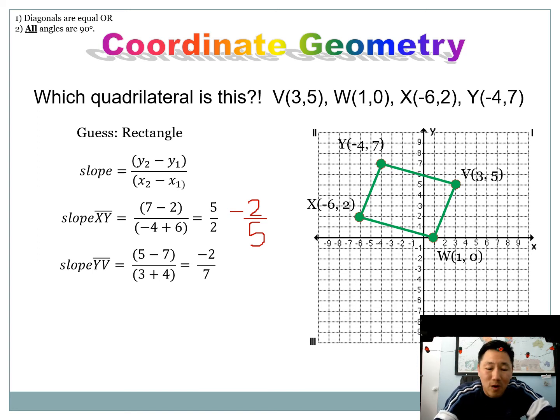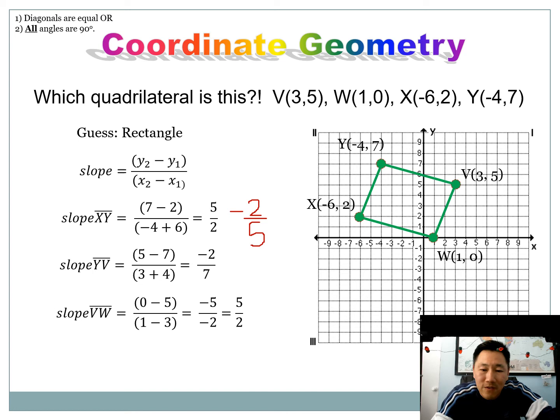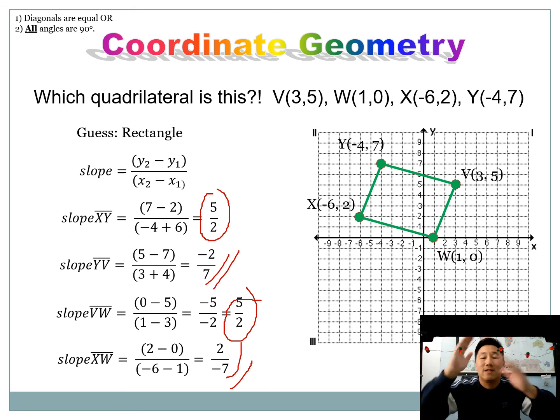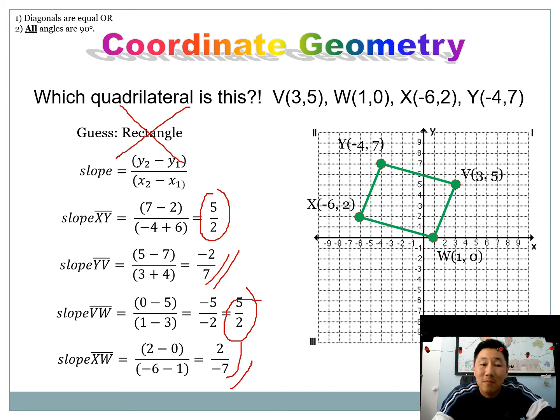So if I look at the slopes all the way around, here's the slope for VW. Notice the slope for VW is the same as the slope for XY. And here's the slope for XW. It's the same as VY. All right, so we have these sides are parallel and we have these sides are parallel. That is a property of a parallelogram. So this turns out to be a parallelogram. My guess was wrong. It is actually a parallelogram.